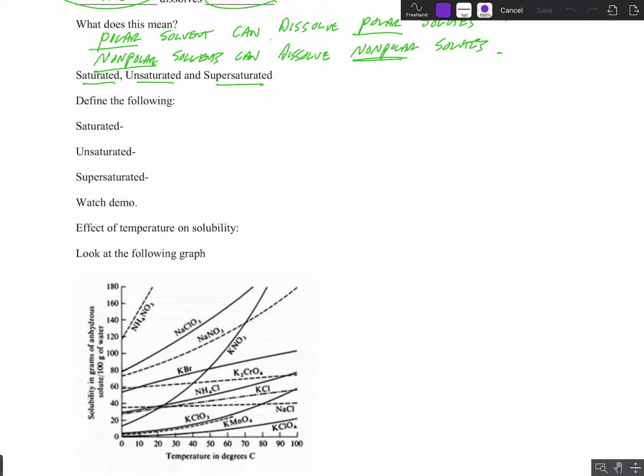Kiddos, welcome back. As promised, today we're going to talk about saturated, unsaturated, and supersaturated solutions. That last term sounds made up, doesn't it? Supersaturated? It's not. It's a real thing.